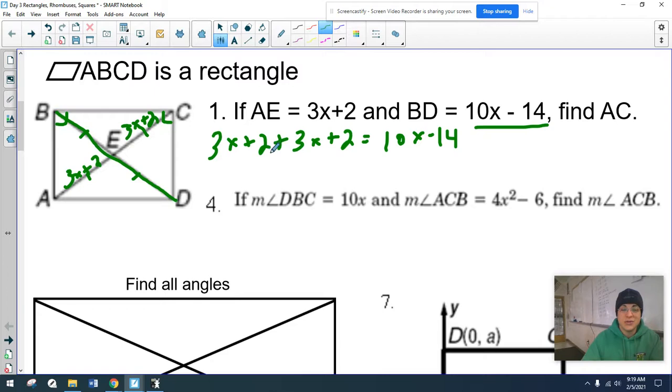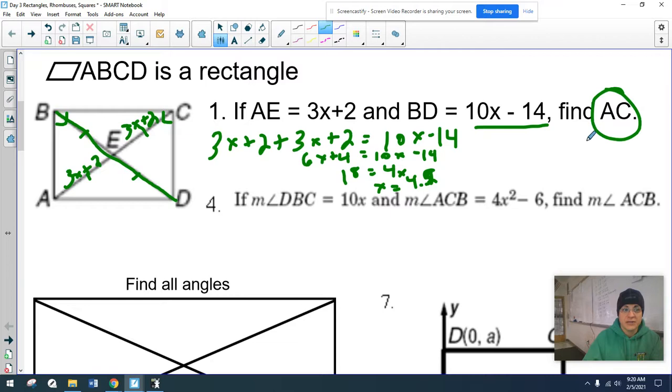Okay, you could also do 2 times the quantity 3x plus 2, and distribute. It doesn't matter. So I'm going to get 6x plus 4, and then just solve. So subtract the 6x, add the 14. Okay, and so you're going to end up with, let's see, 4.2, or 4.5, I'm sorry. Okay, so you're going to end up with 4.5 for your x, but that's not what it asked for.